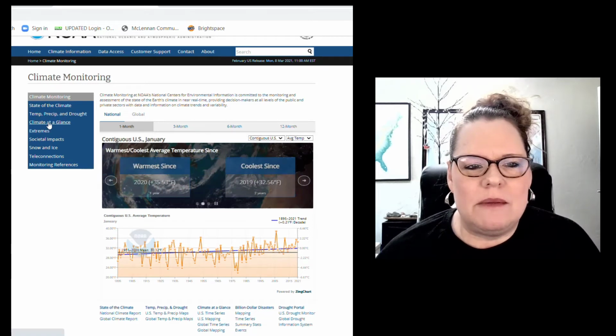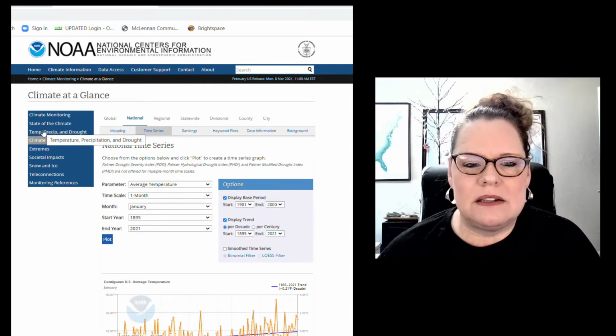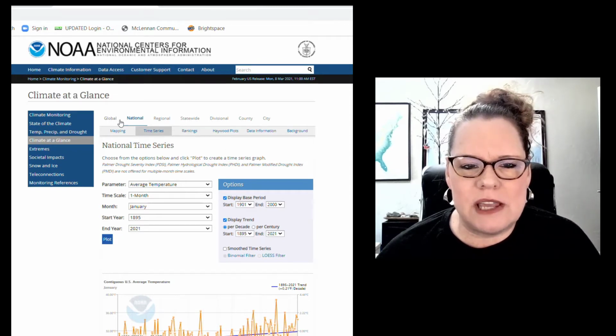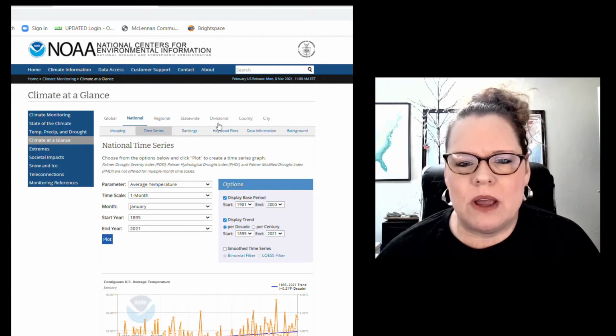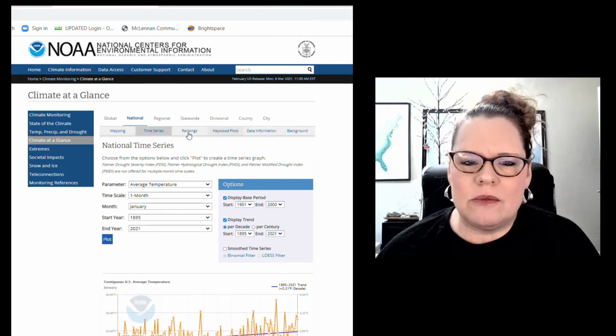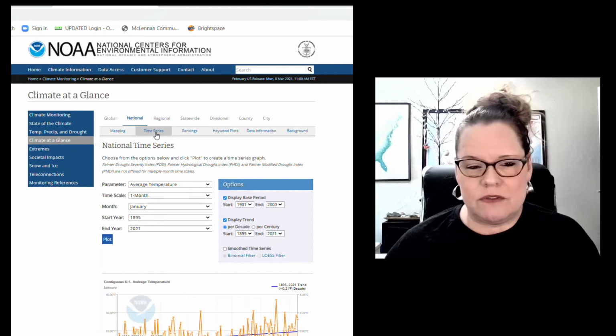And I want to point out that we can start to do different types of things. I can do a climate at a glance, and this becomes really powerful. You'll spend a lot of time in your lab doing this. And notice the same global, national, regional, statewide, divisional, county, and city. And then these next items are very important. We'll spend most of it in our time series, because time series is looking at a period of time.